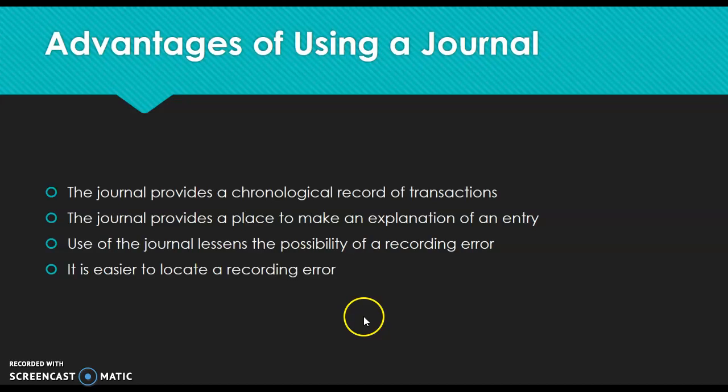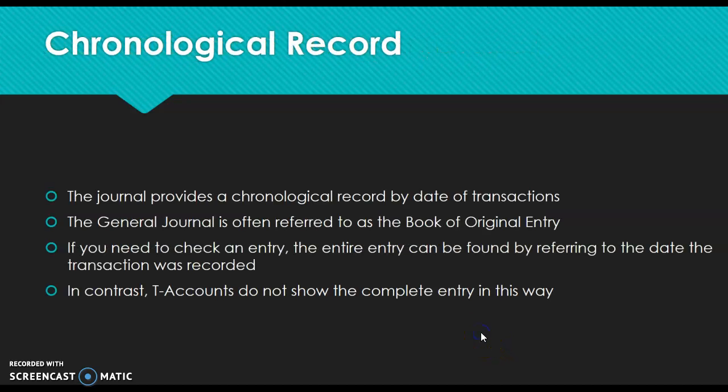So what are the advantages of using a general journal? Well, mainly there's four. The first one, the journal provides a chronological record of transactions. The journal provides a place to make an explanation of an entry. Use of the journal lessens the possibility of a recording error, and it is easier to locate a recording error.